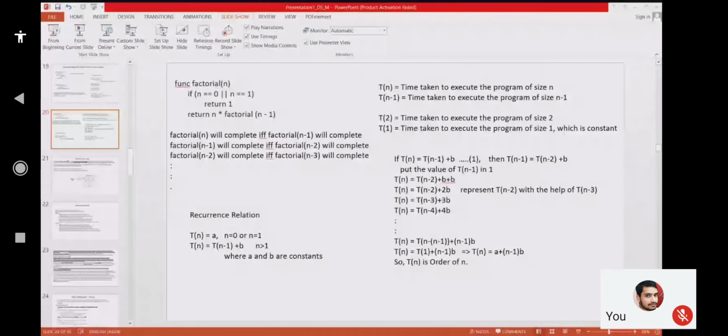I will start. Okay. So T of n is equal to T of n minus 1 plus some constant, of how many times?